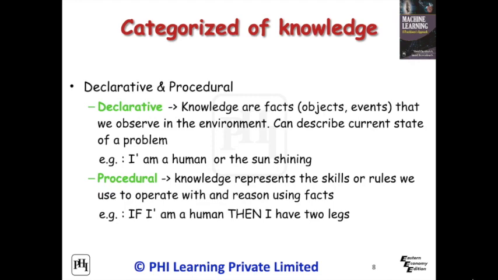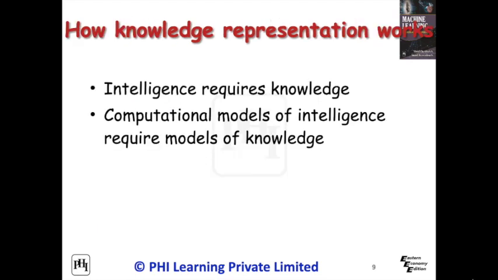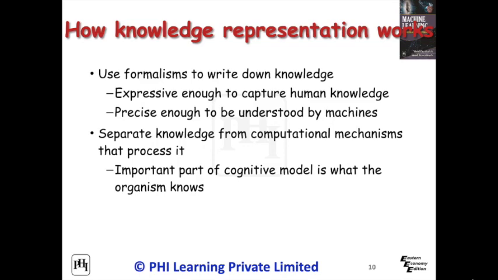The procedural knowledge represents the skills or rules we use to operate with and reason using facts. For example, if John is a human then John has 2 legs. It is the simplest way of storing facts, which uses the relational method, and each fact about a set of the object is set out systematically in columns. This approach of knowledge representation is famous in database systems where the relationship between different entities is represented.